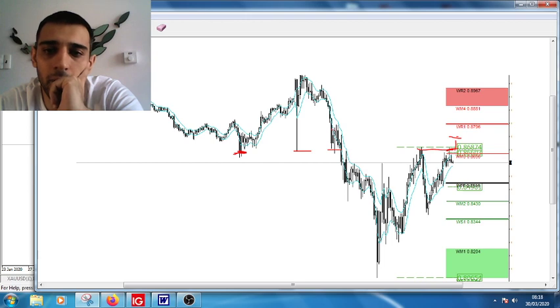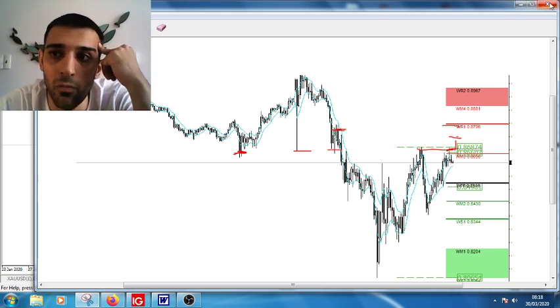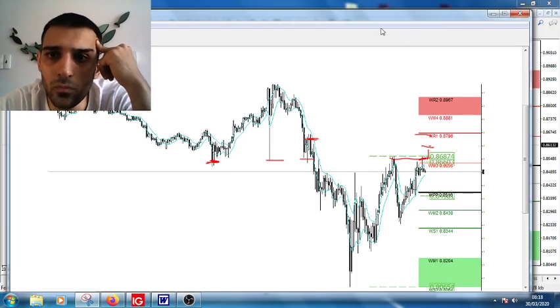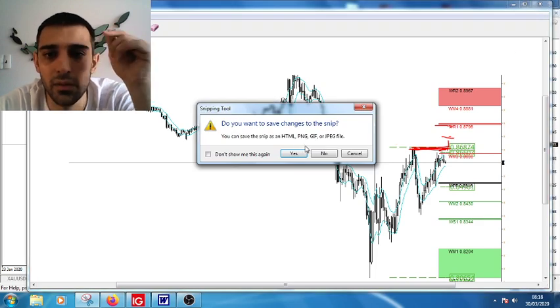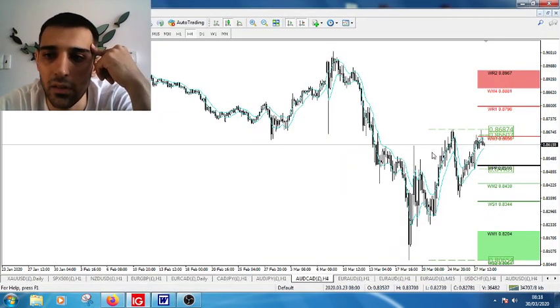We can aim for this high here, and it's also pretty close to this weekly R1. So that will be a good trade for the long side, but only if it starts breaking these highs, then I will be looking to get onto the long side. So these are two possibilities on this one.